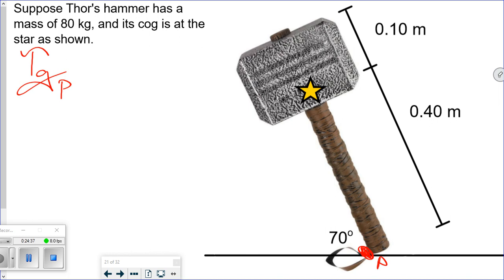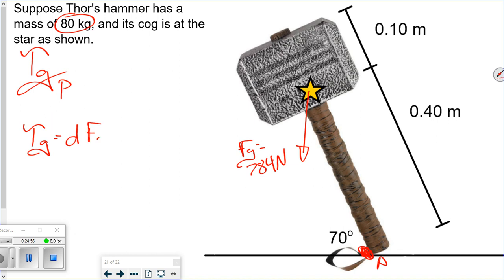Cool. So let's do this. We can find our force of gravity: 80 times 9.8, which is 784 newtons. And now I can calculate the torque produced by gravity. The torque is the distance times the force of gravity times the sine of theta between those two angles. According to my drawing here, my lever arm is 0.4 meters, because that is how far the star is from my pivot point.